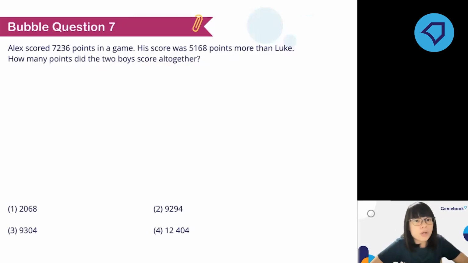His score was 5,168 points more than Luke. How many points did the two boys score altogether? You have 1 minute and 30 seconds to answer this question. Okay, 1 minute and 30 seconds, and your time starts now.